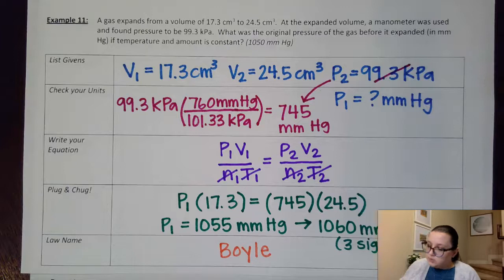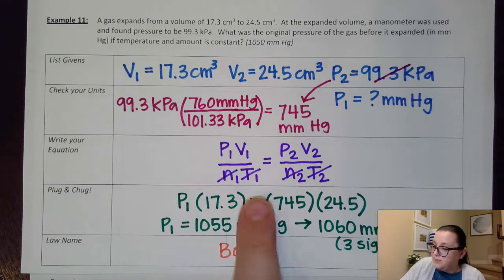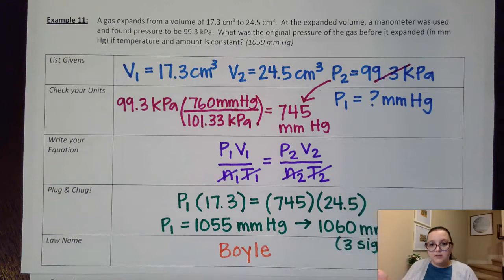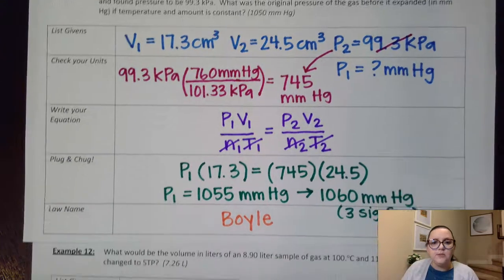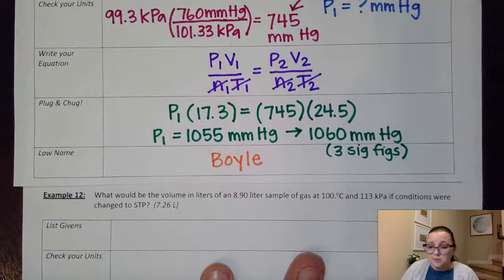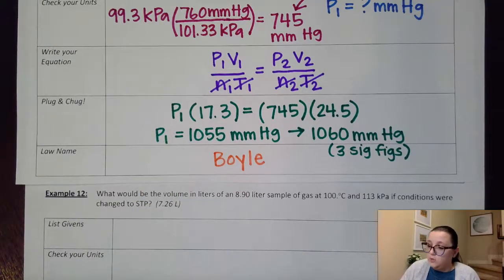Okay? So when I set up this problem, I then said, hey, amount and temperature remain constant, so I canceled those out. So then what I did is I just plugged in my numbers. P1 is my unknown with the 17.3 for the V1.